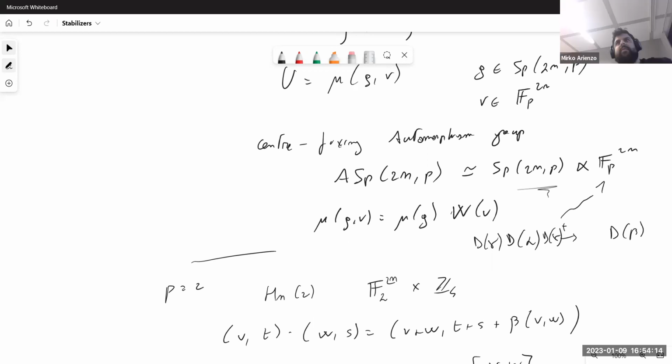Yeah, exactly. So these are the transformations that belong to the symplectic part of your center fixing automorphism group. But this term here on the right is kind of the trivial one, because we are dealing with representations. It's not really trivial, but it's trivial that this equation here is true in this case.